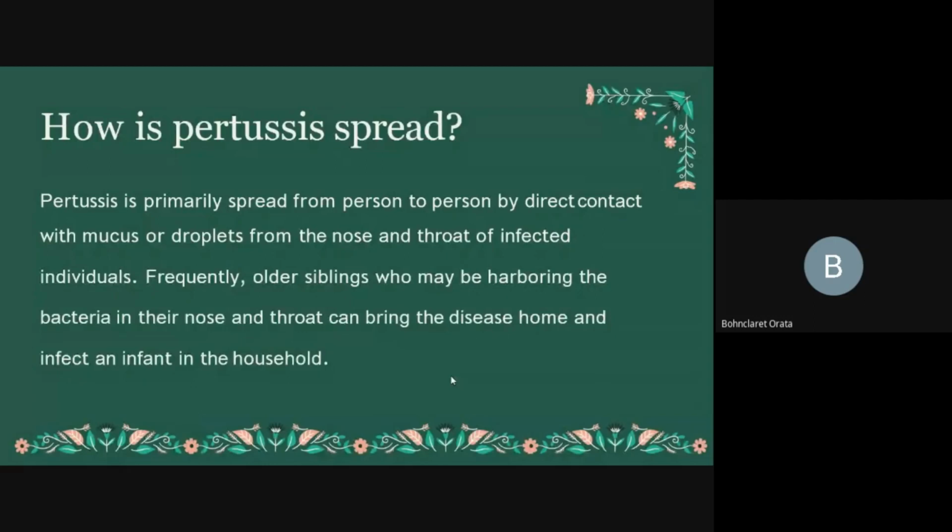How is pertussis spread? Pertussis is primarily spread from person to person by direct contact with mucus or droplets from the nose and throat of infected individuals. Frequently, older siblings who may be harboring the bacteria in their nose and throat can bring the disease home and infect an infant in the household.